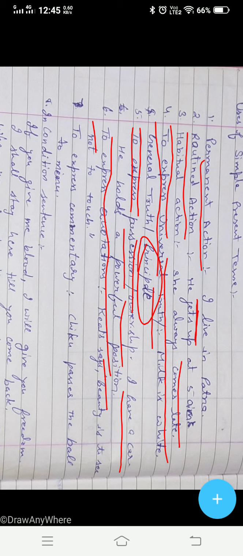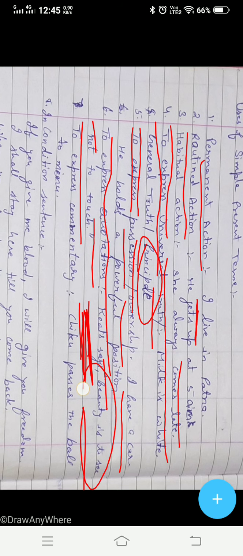To express quotations. Quotations means we take some sayings from a book, from a famous writer, like Keats. Keats is a famous poet of the romantic age. The romantic age starts in 1798. So the poet Keats says, beauty is to see, not to touch. It means this is a quotation.